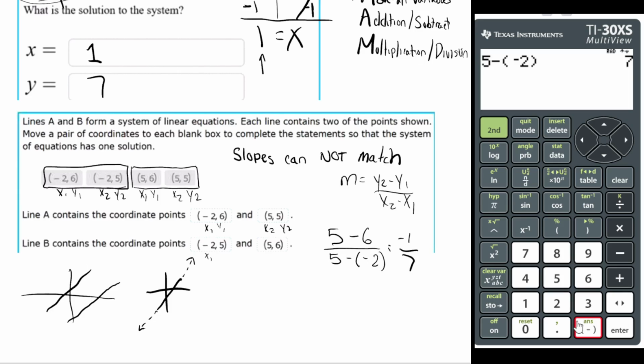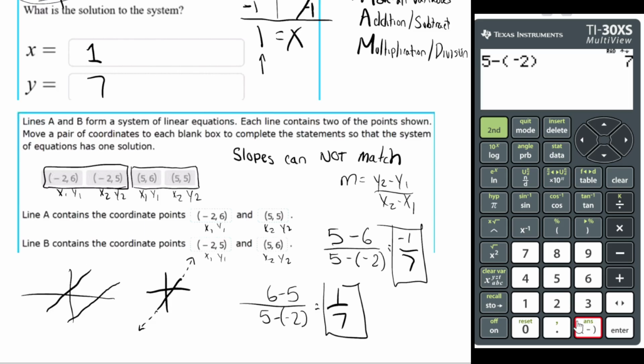Now let's check our second point. x1, y1, x2, y2. So this would be 6 minus 5 over 5 minus negative 2. 6 minus 5 is 1. We just determined that 5 minus negative 2 is 7. So this is negative 1/7. This is positive 1/7. Our slopes do not match, so therefore this works. You've got to find a situation where your slopes do not match.